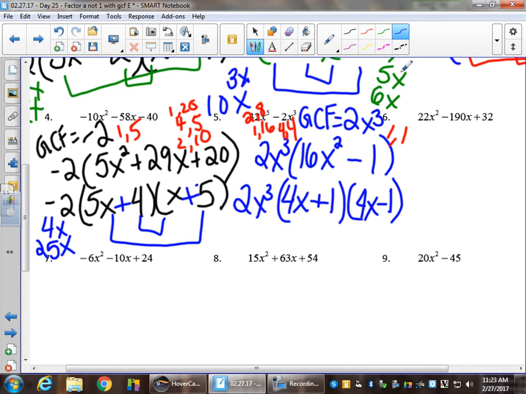So really quickly, let's factor this out. Inner is what? 4x. Outer is what? Negative 4x. What does that come out to? 0. And we have no middle term. 0 is our middle term, and that's why it works, why you have to choose the same number. Okay? Try number 6 on your own.